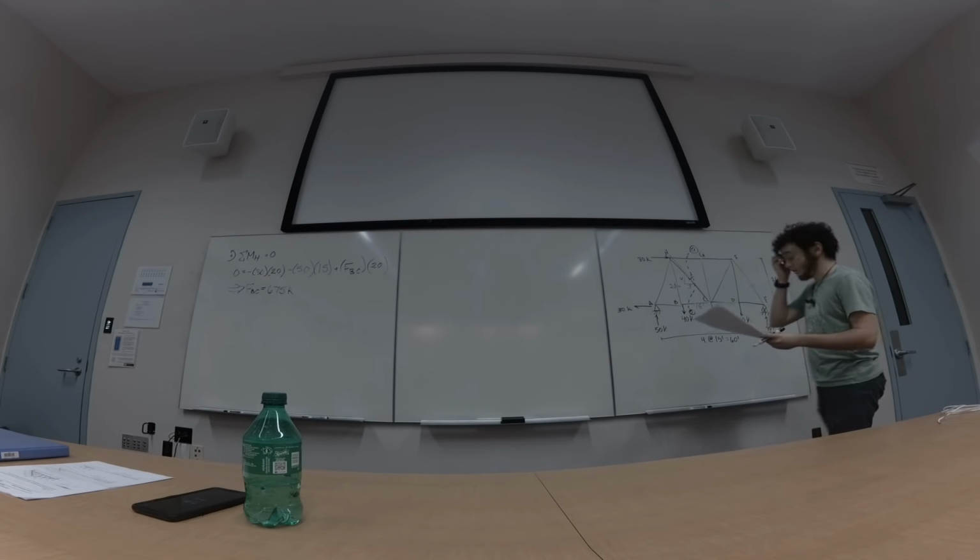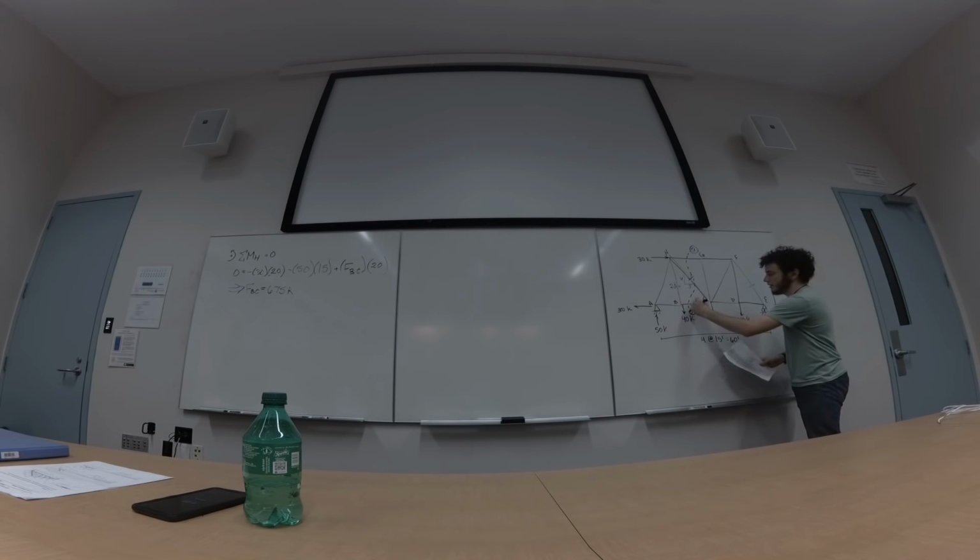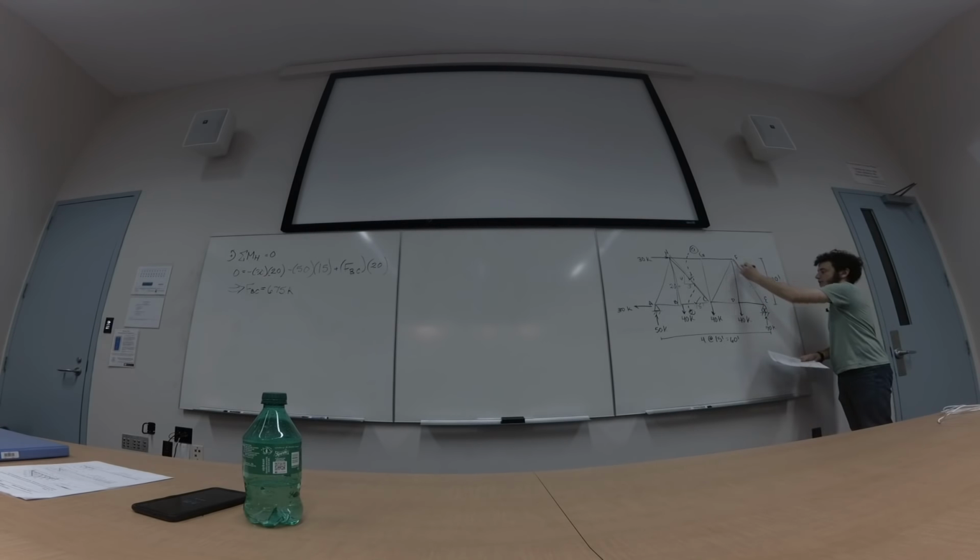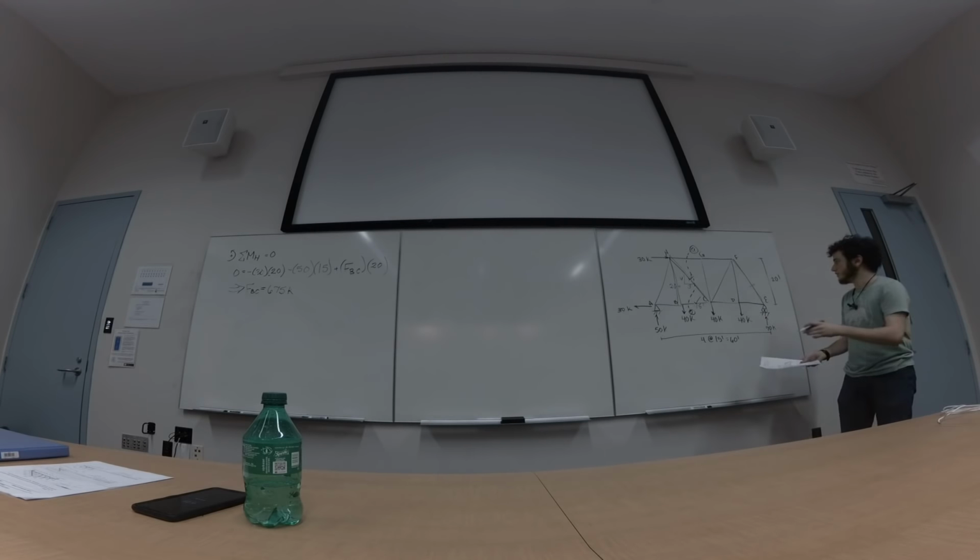All right, so for the next point. We just found member force BC, right? So we've got this one. Now what we're looking for is the force in member HB and the force in member FE. So those are the last two that we're looking at.